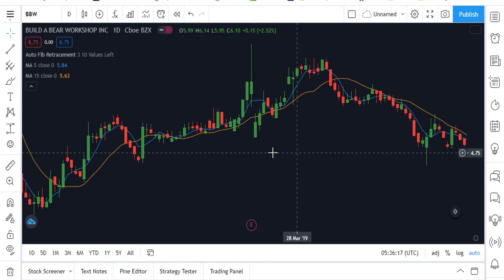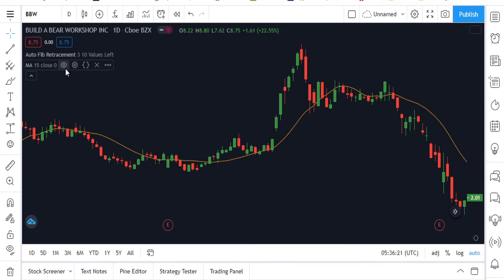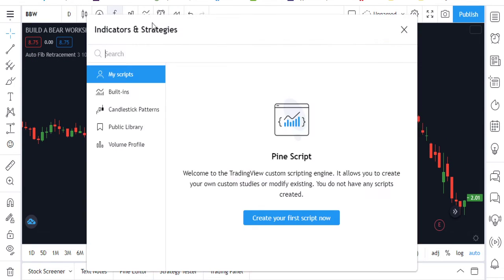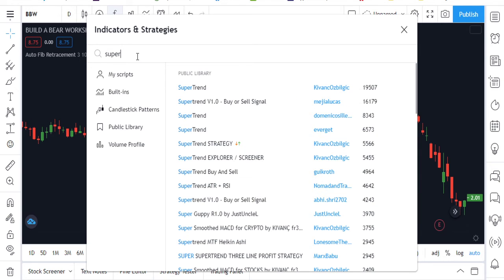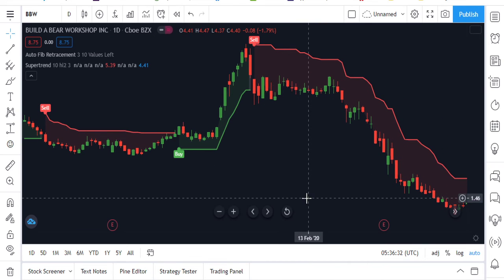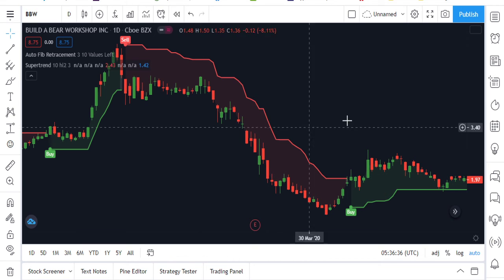Whenever the 5 crosses the 15, there's plenty of strategies you guys could use. Here's another one. Just type in super. It'll literally show you where to buy and sell, guys. Look at that. Literally little stock market cheat codes right here.